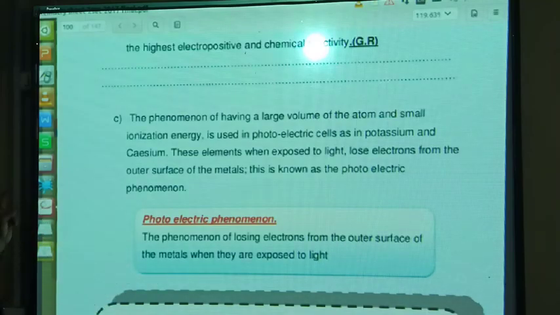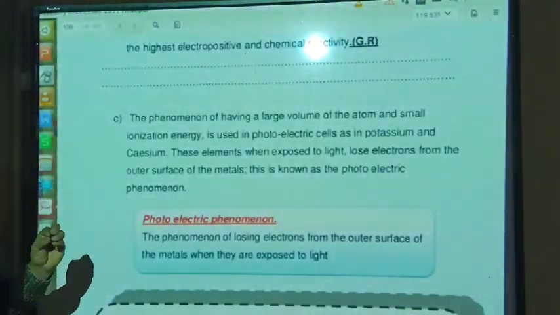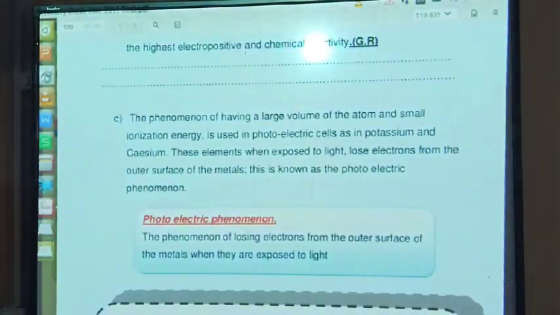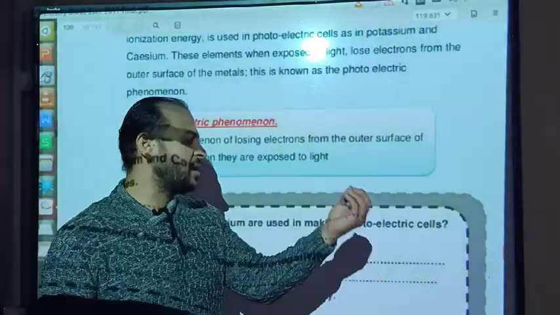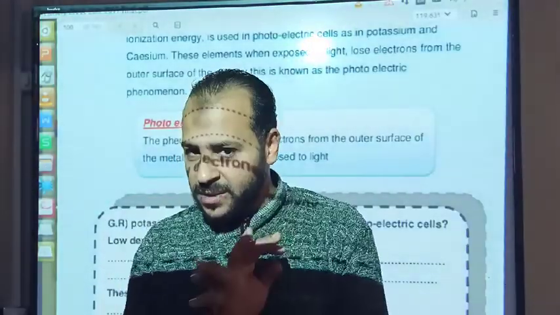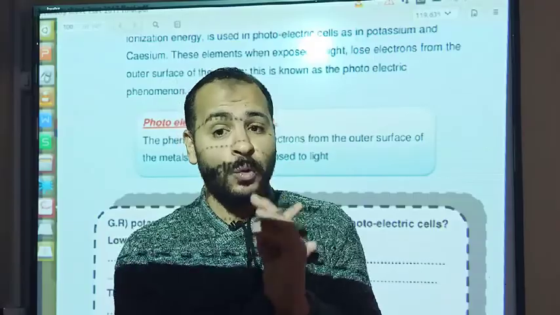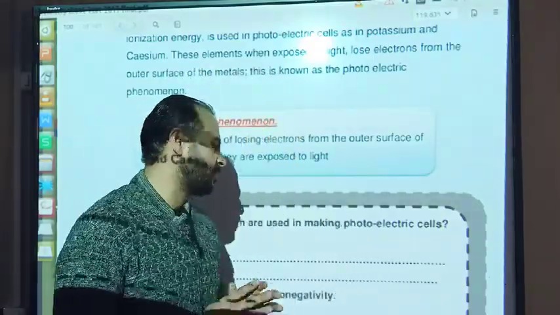For photoelectric cells, we have two elements, potassium and cesium. Potassium and cesium are used in the manufacturing of photoelectric cells. Why? Give reason. The answer: because they have large size and low ionization energy, so it's easy to lose their valence electrons when they are exposed to light.